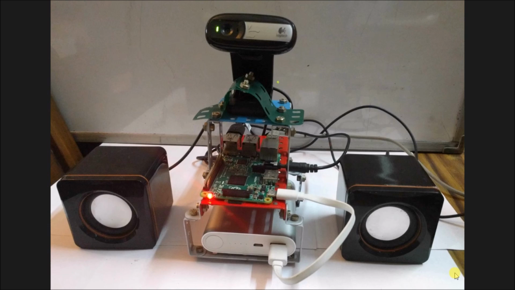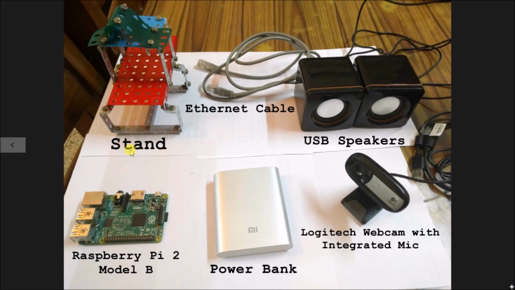This is the complete assembled unit of the prototype. Expanding a bit on the parts used in the hardware, this is the stand on which the whole system stands. This is our Raspberry Pi, which is the brain of the project. This power bank provides the necessary power to the Raspberry Pi. For taking input from the user, I've used a webcam with an integrated mic, which serves both face recognition and voice input. For output, I've used these USB speakers, and for providing internet access to the Raspberry Pi, I have used an internet cable.